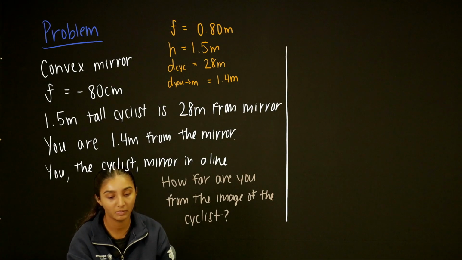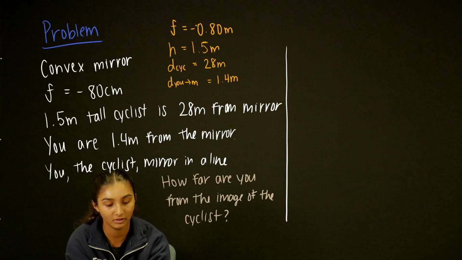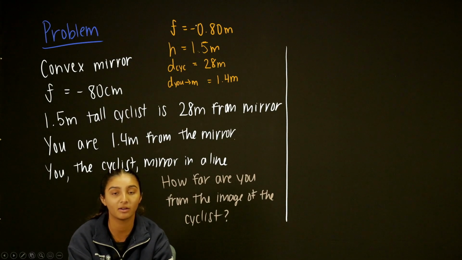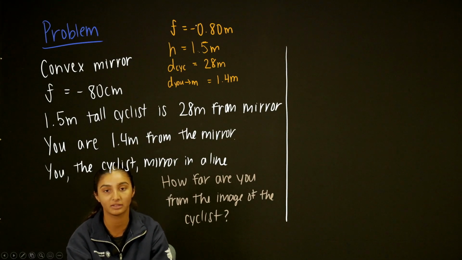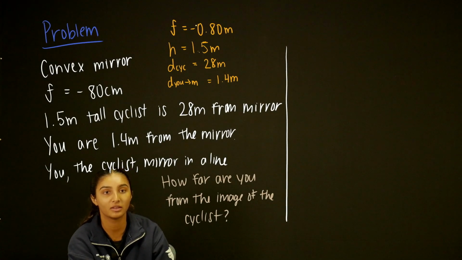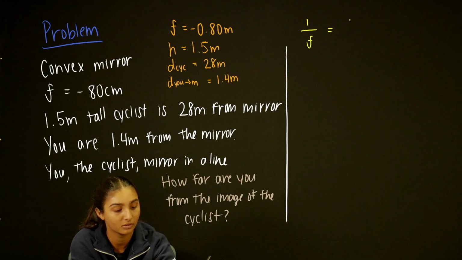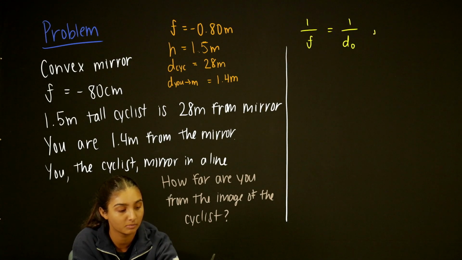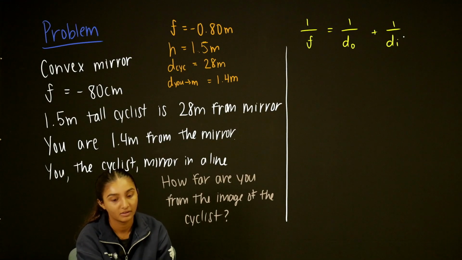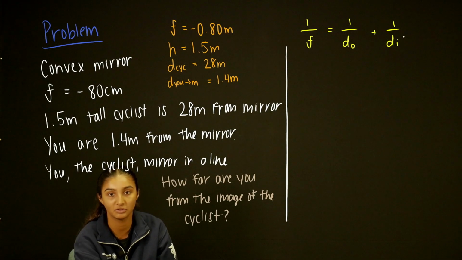To solve the problem, one thing I did forget is the negative sign for the focal length. Just to remember, concave mirrors have positive focal lengths and convex mirrors have negative focal lengths. To solve, we're going to use the equation that we wrote down earlier: 1 over the focal length equals 1 over distance of object plus 1 over distance of image. The two knowns we have are the focal length and the distance of the object. Right now we're looking for the distance of the image.